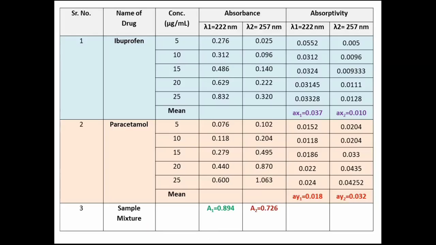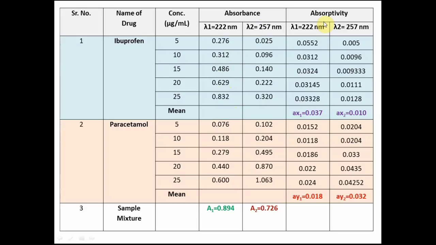So by using this formula, first of all, we have these concentrations of ibuprofen. Then we have the absorbance at 222 nanometer. For 5 it is 0.276, for 10 it is 0.312, then 0.486, then 0.629, and then 0.832. Likewise for 257, these are the absorbances. And then we have to calculate the absorptivity.